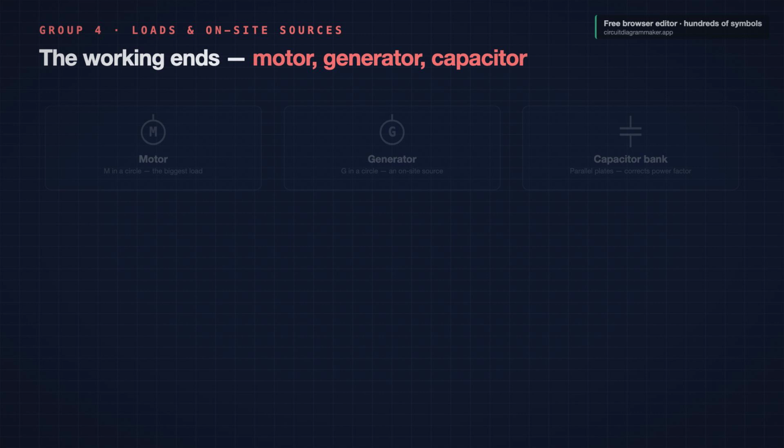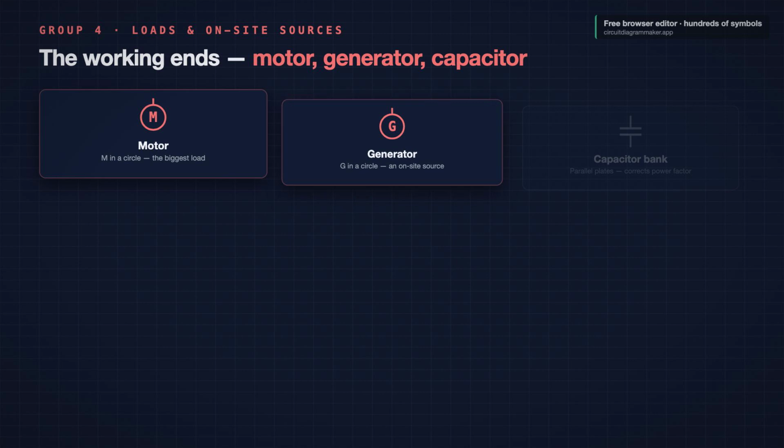These hang off the bottom of the drawing. A motor is a circle with a capital M inside, the classic one. It is the biggest single load in most industrial one lines, and it sits at the very end of a feeder. A generator is the same circle with a capital G, an on-site source that can feed the bus when the utility is out. Standby generators, solar inverters, and turbines all show up this way.